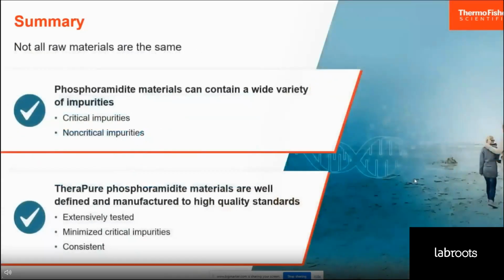And finally, we touched on that not all raw materials are the same. Phosphoramidites contain a wide variety of impurities. Determining which of these impurities may be critical or not critical in your process is an important consideration when choosing your amidite supply. So again, one solution can be the TheraPure phosphoramidite materials with their well-defined manufacturing process, high quality standards that check the boxes of extensive testing, minimized critical impurities, and consistency of product at scale.